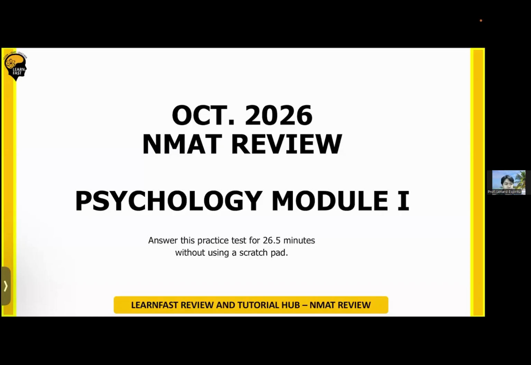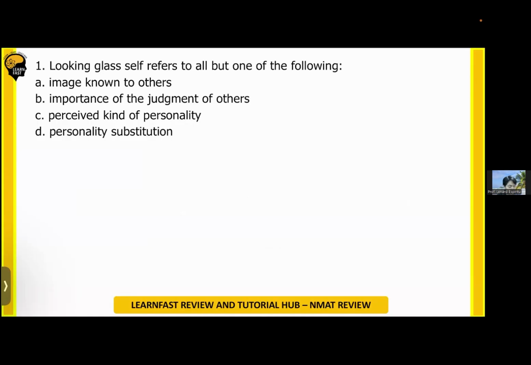Let's just go through each of the items. Number one, looking glass self refers to all but one of the following. A, image known to others. B, importance of the judgment of others. C, perceived kind of personality. Or D, personality substitution.